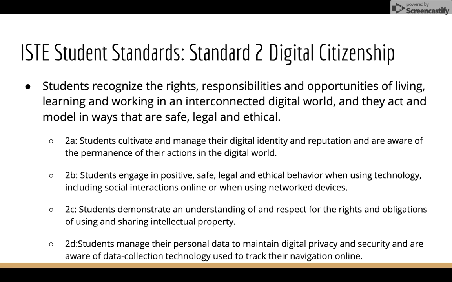2A, students cultivate and manage their digital identity and reputation and are aware of the permanence of their actions in the digital world. 2B, students engage in positive, safe, legal, and ethical behavior when using technology, including social interactions online, or when using network devices. 2C, students demonstrate an understanding and respect of the rights and obligations of using and sharing intellectual property. And 2D, students manage their personal data to maintain digital privacy and security and are aware of data collection technology used to track their navigation online.